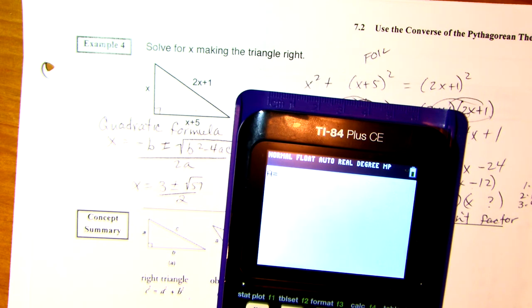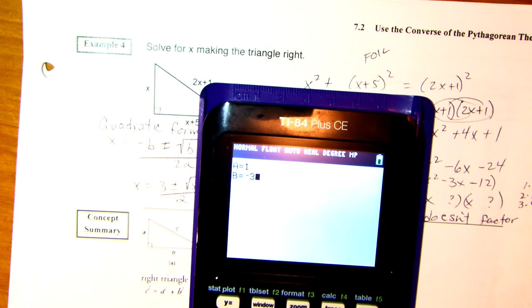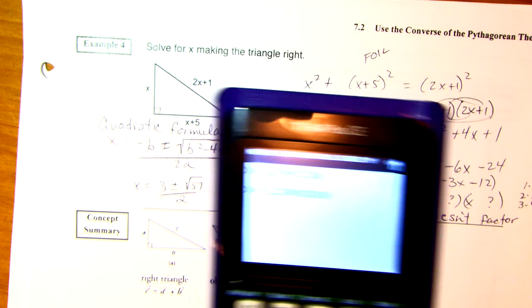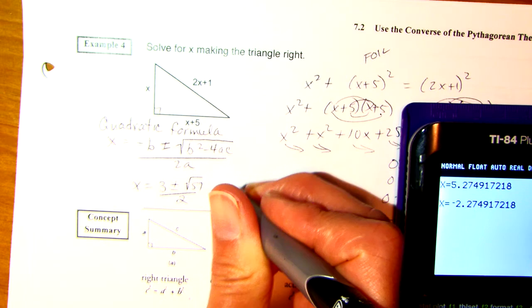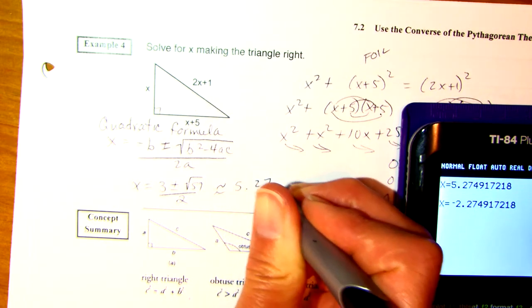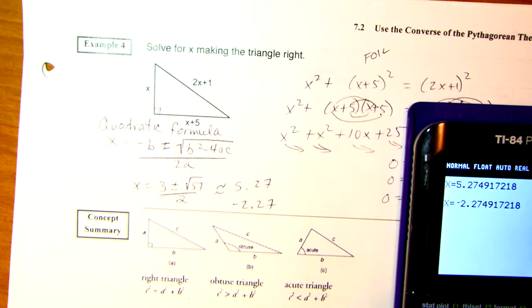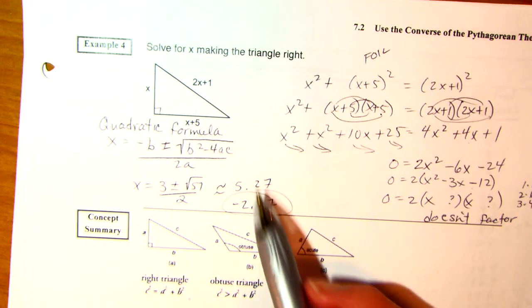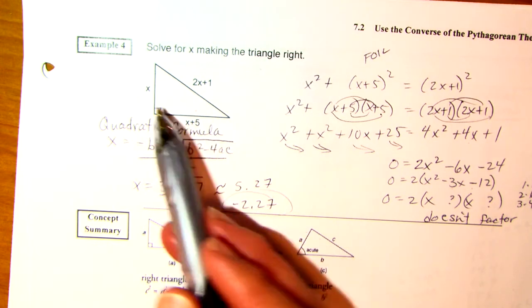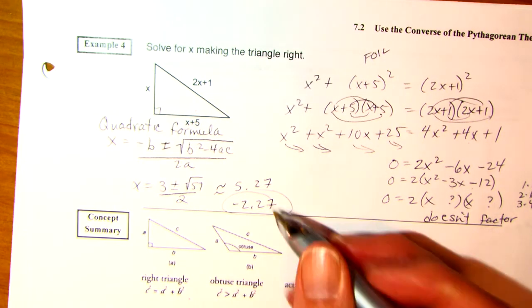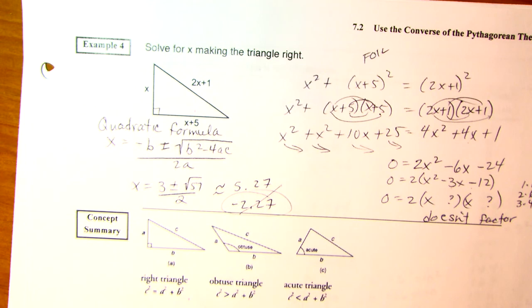Okay, we have 1, negative 3, negative 12. So we had, which is about 5.27 and negative 2.27. Well, what can you tell me about this one right away? If I plug it in right here, it's okay, but you cannot plug it in right there. So that's an extraneous value. It works with the quadratic formula, but not for the problem itself.